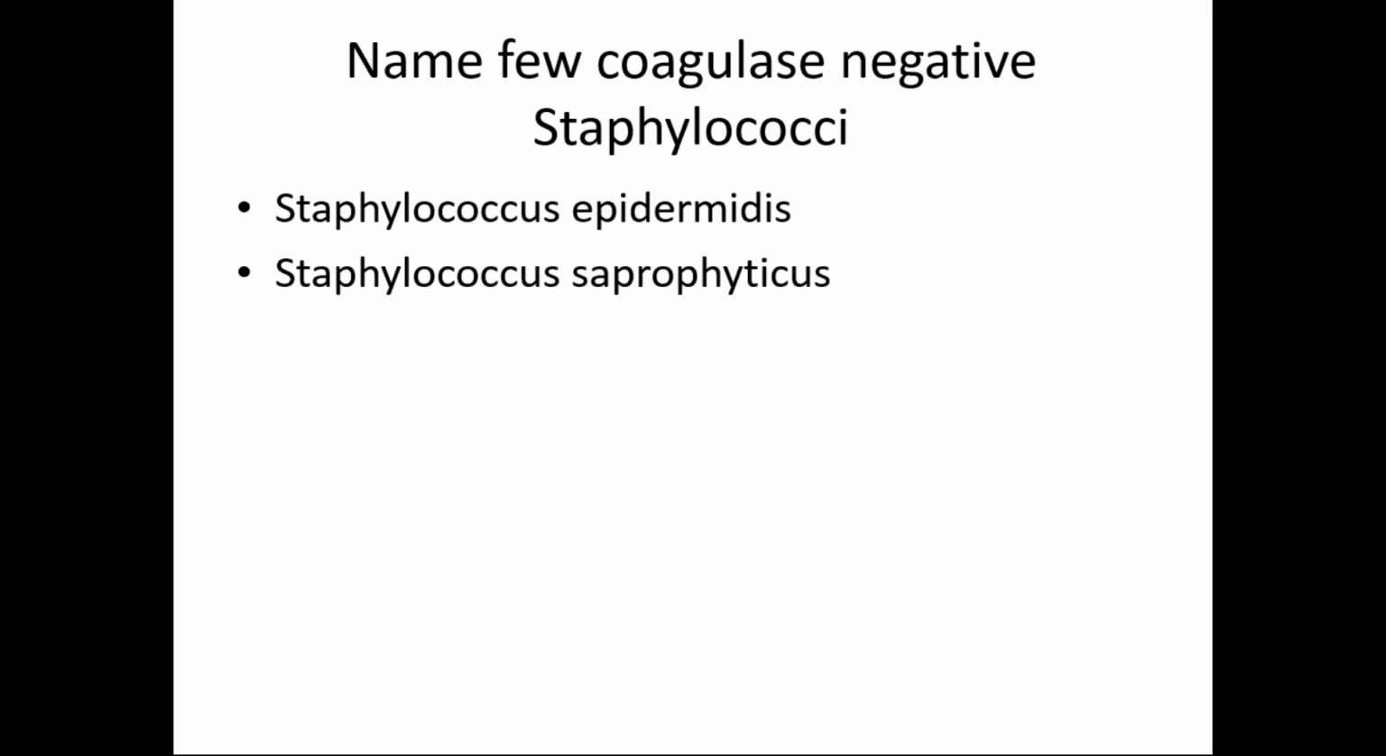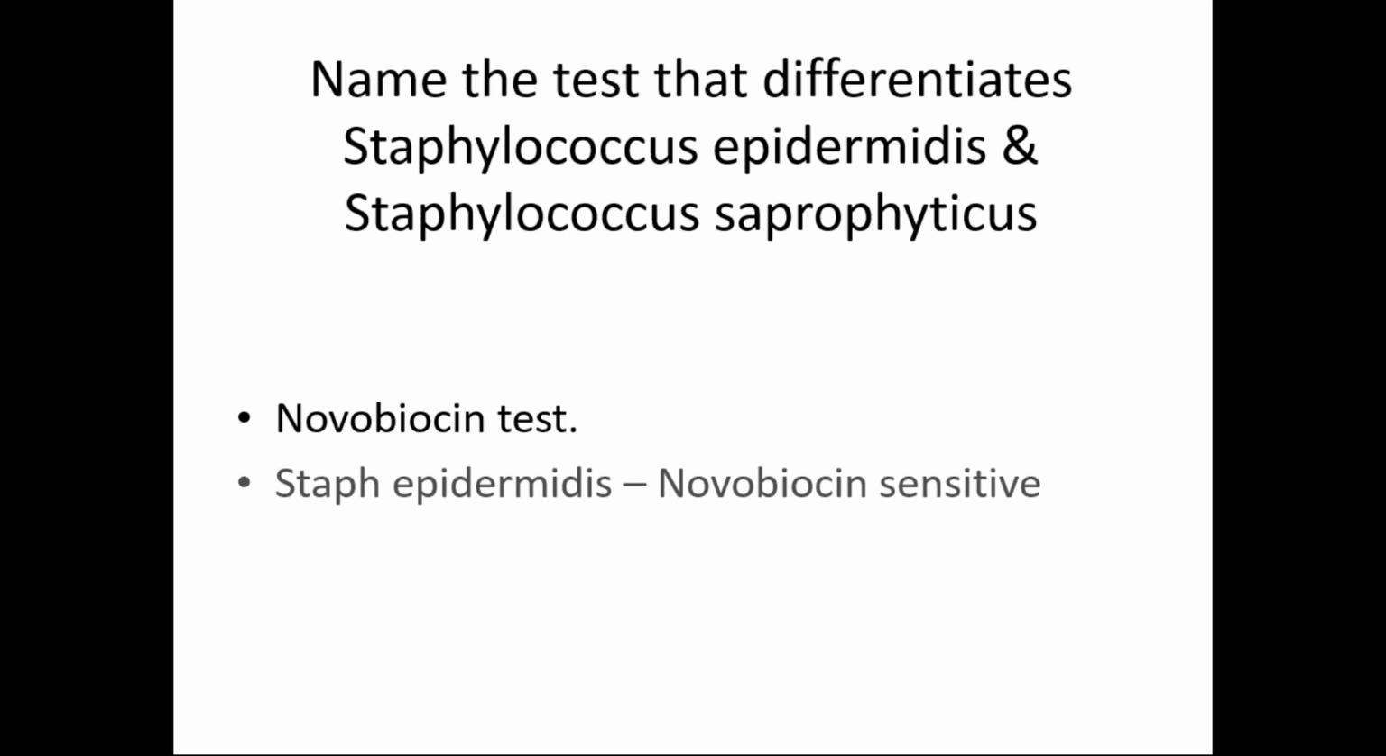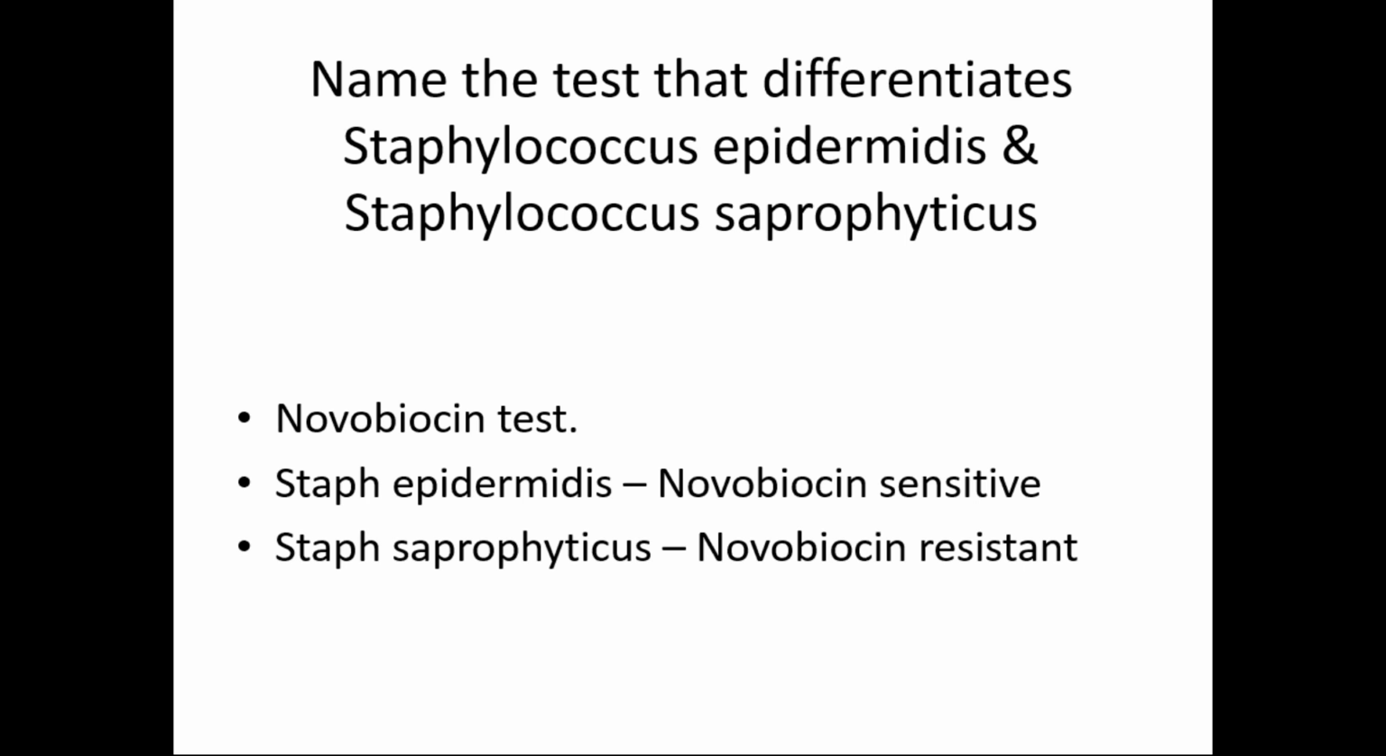Then how will you differentiate between these two? Next question. Name the test that differentiates Staphylococcus epidermidis and Staphylococcus saprophyticus. Answer. Novobiocin test. Novobiocin is an antibiotic sensitivity test. Staphylococcus epidermidis is novobiocin sensitive, whereas Staphylococcus saprophyticus is novobiocin resistant. So by observing whether sensitivity or resistance is seen to the novobiocin disc, we can differentiate between these coagulase negative Staphylococcus species.